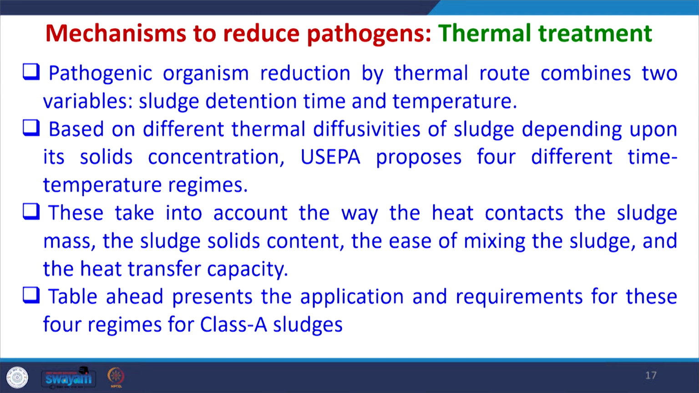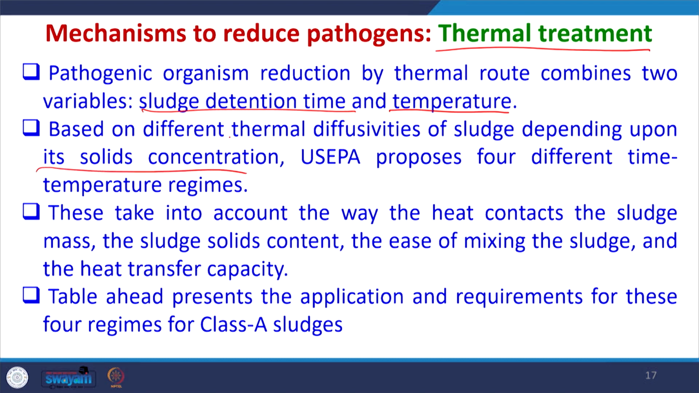Now, there are other mechanisms also to reduce the pathogens, and we will try to understand some of them. The first is thermal treatment. The pathogenic organism reduction by thermal route combines two variables, sludge detention time and temperature. So, we are going for thermal treatment. So, how much temperature we are going to expose the sludge to, so that the pathogenic organisms are getting reduced.